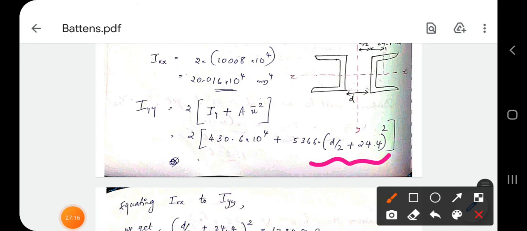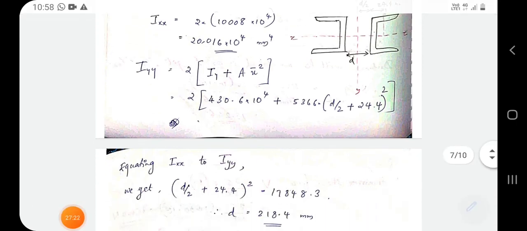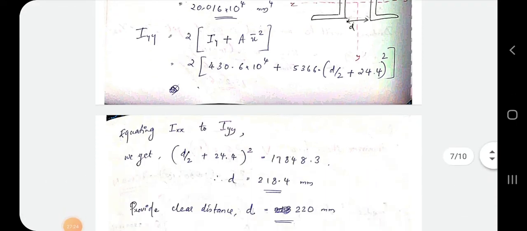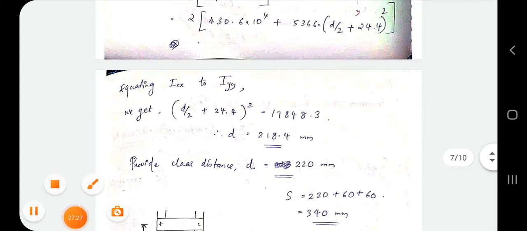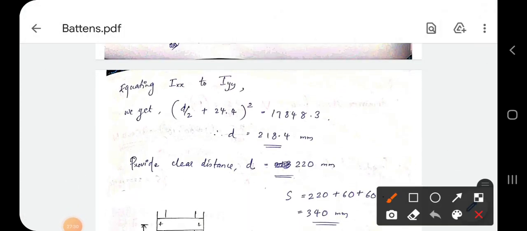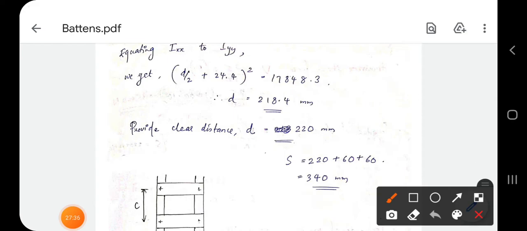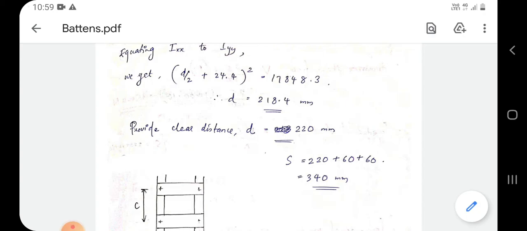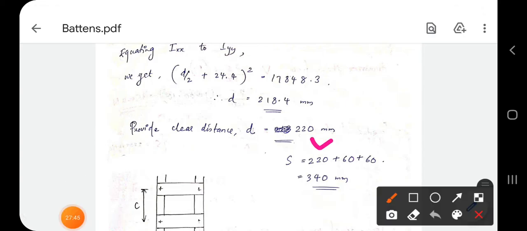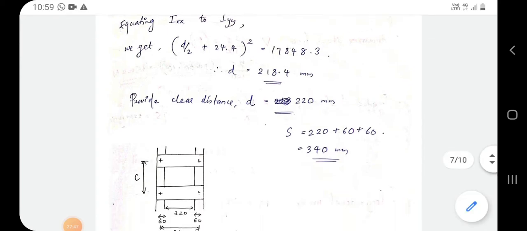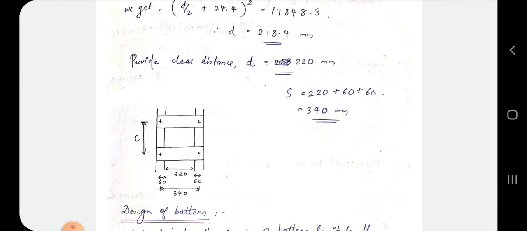X bar is d by 2 plus 24.4, whole square. After doing that, to find d we have to equate Ixx and Iyy. By equating we will get d is equal to some value. Here we go, d is equal to 218.4, and we are providing a value more than that, 220 millimeter. So the clear spacing is 220 millimeter, found by equating the moment of inertia about both the axes.